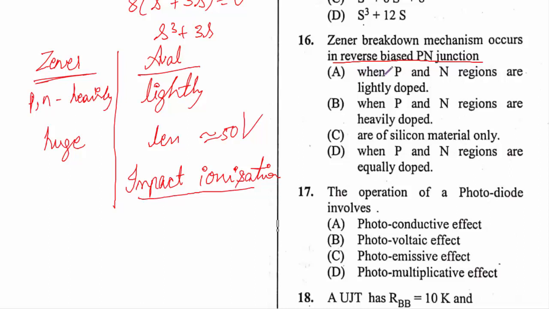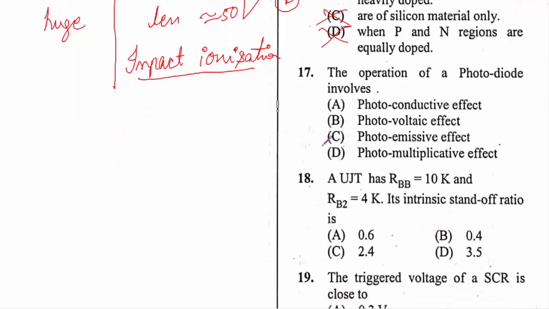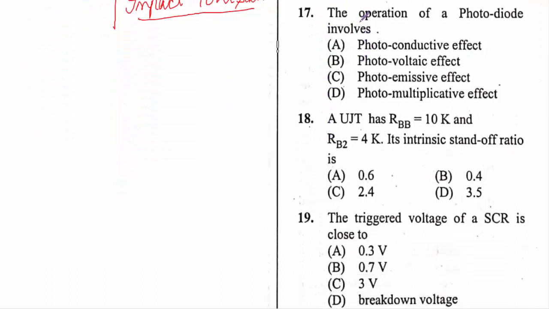So first option what they have given is P and N are lightly doped. First option can't be. P and N are heavily doped, so option B is the correct one. Third option what they have given is are of silicon material only. No. Fourth option, P and N regions are equally doped, so third option and fourth option can't be. Directly you can eliminate, so option B is going to follow. 17th question what they have given is the operation of photodiode involves, directly you can tell it is photovoltaic effect, nothing but option B is the correct answer.